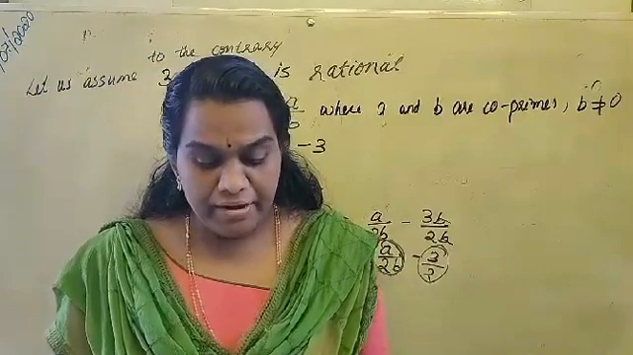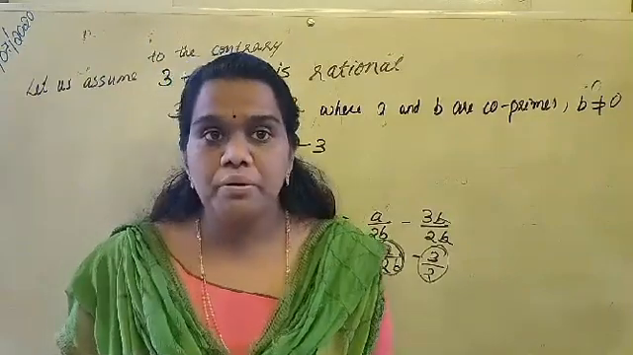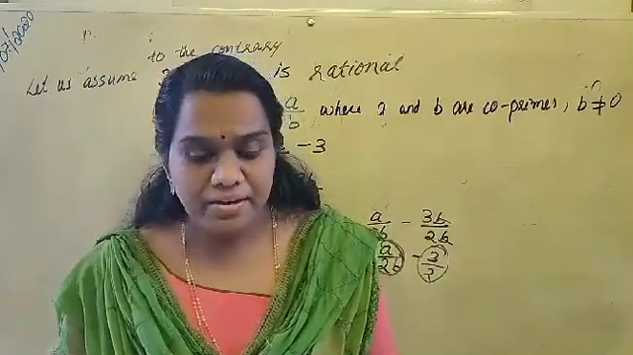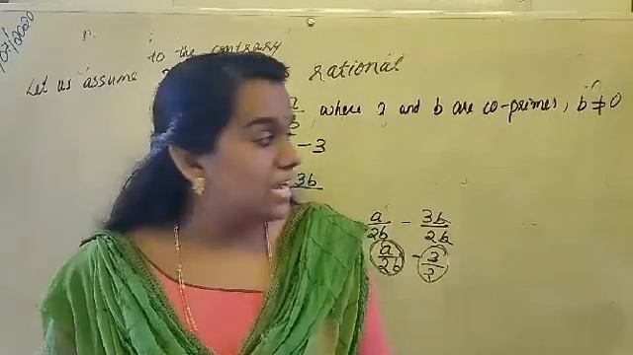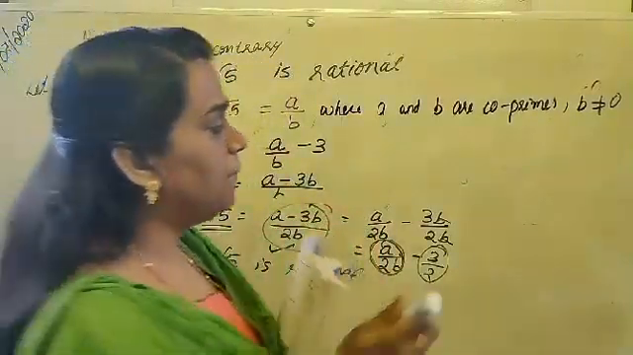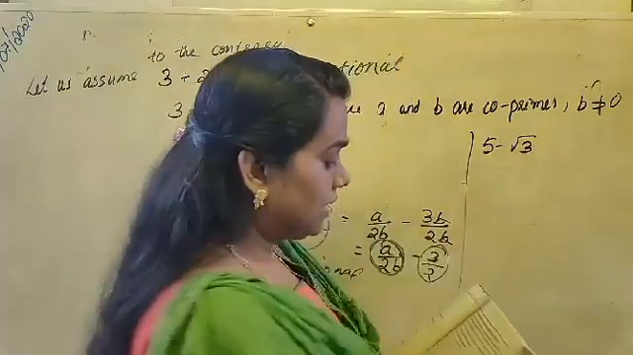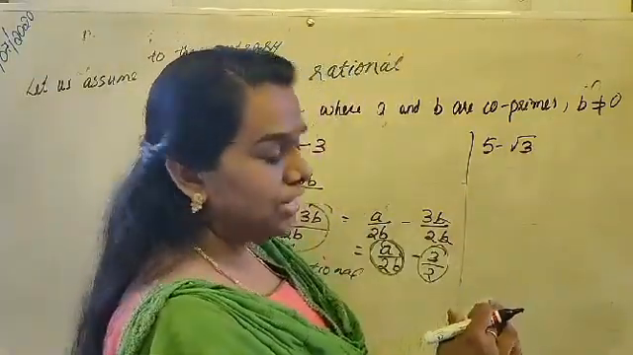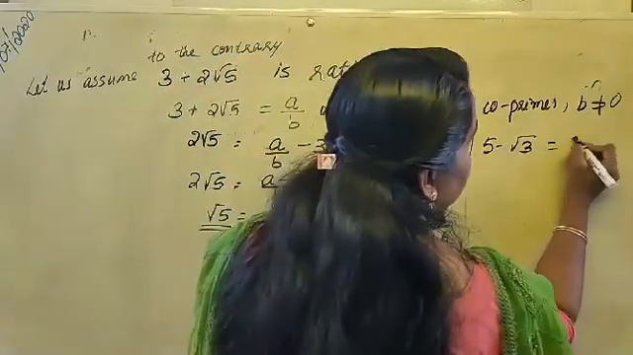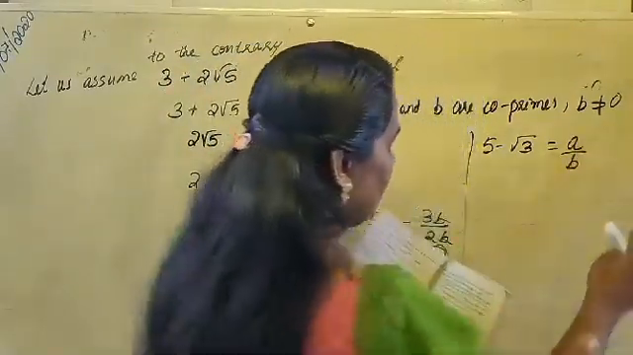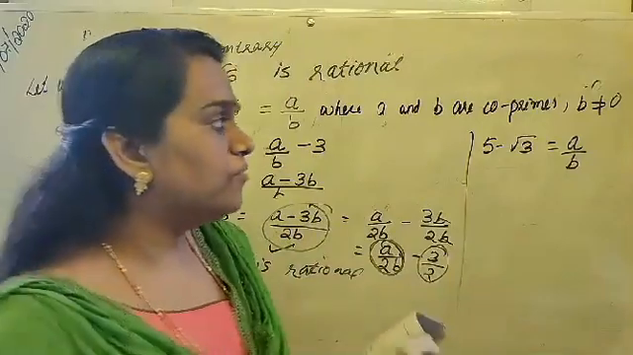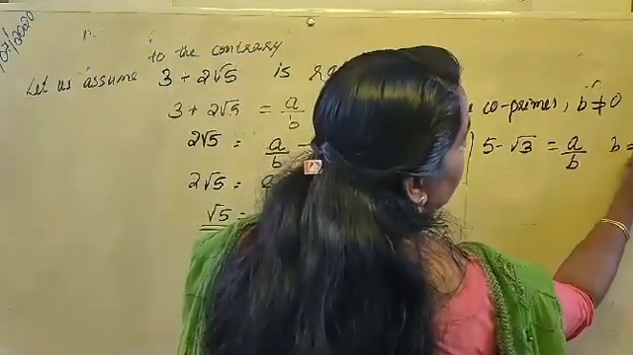Okay. Then one example is given in your textbook. Example 10. Show that 5 minus root 3 is irrational. How did they write it? First we should assume that it is rational. 5 minus root 3 is rational. See page number 14. Then how is it written? It can be written in the form a by b, where a and b have no other common factor, that is, co-prime, b not equal to 0.